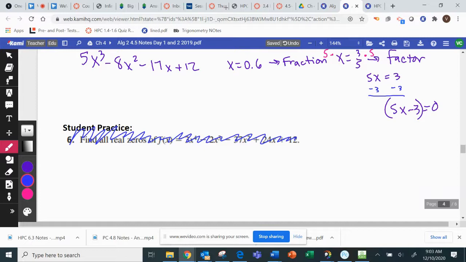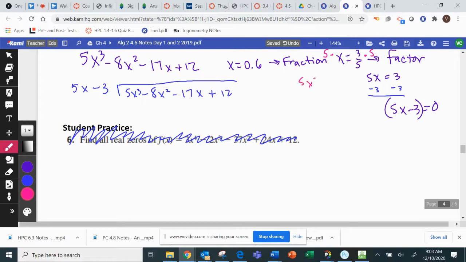Okay, so now I've got 5x minus 3 dividing into, you ready? I'm not going to go all the way back to the original question. I'm going to divide into what the quotient was. So what I did was I divided out our first factor. Now we're going to divide out the second factor. So we're dividing numbers out a little bit at a time. So I'm going to use this 5x cubed minus 8x squared minus 17x plus 12. And we're going to do long division.